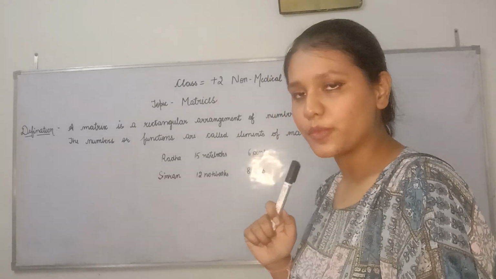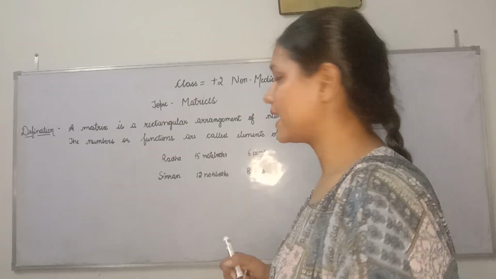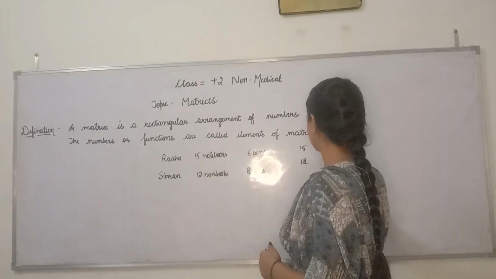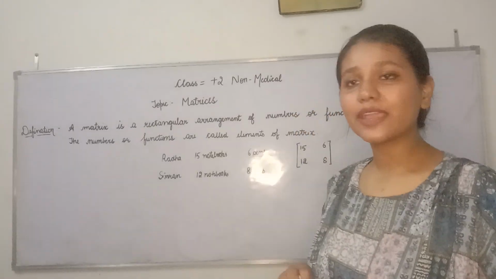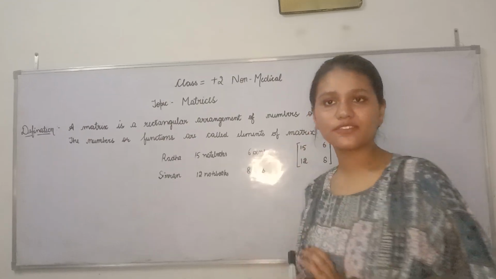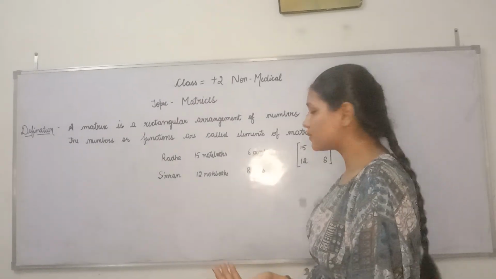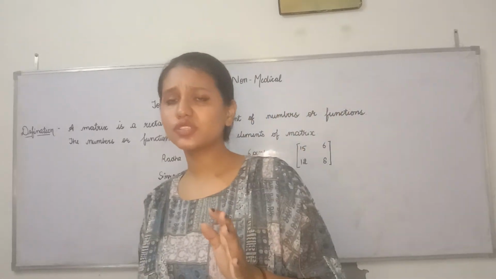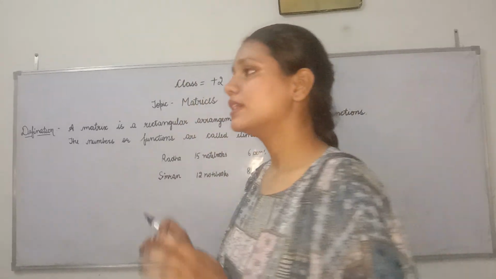We have to write this information in the rectangular form, in the matrix form. So we can write it as 15, 12, 6, 8. So this is the matrix, a regular arrangement of numbers or functions. Here I am writing the number of notebooks in the first row and the number of pens in the second row.